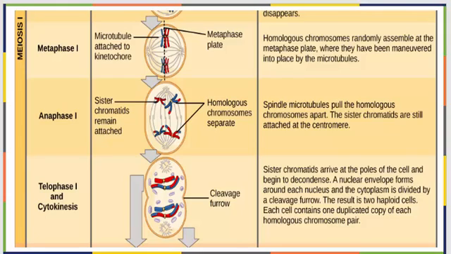In telophase 1 and cytokinesis, the chromosomes arrive at the poles of the cells and they begin to decondense. A nuclear envelope forms around each nucleus and the cytoplasm is divided by a cleavage furrow. The result is 2 haploid cells. We say that they're haploid because each cell contains just 1 duplicated copy of each homologous chromosome pair. So yes, they contain 46 chromosomes each, but they're 1 duplicated copy of each homologous chromosome pair, so you don't have that genetic variation that you would find in a normal diploid cell.